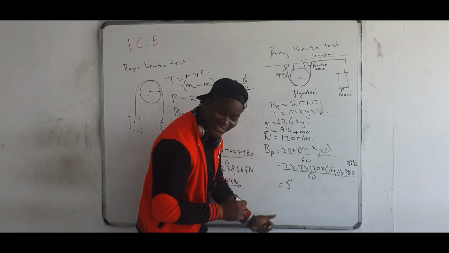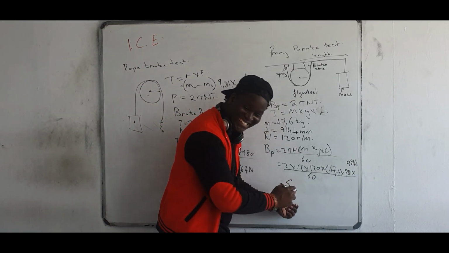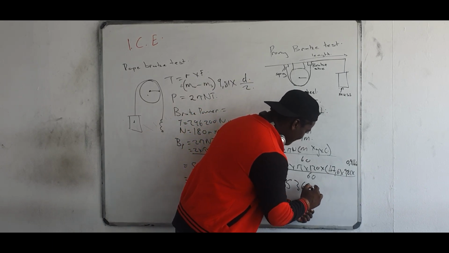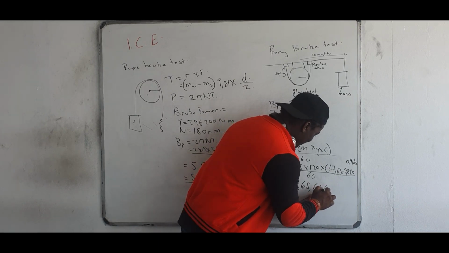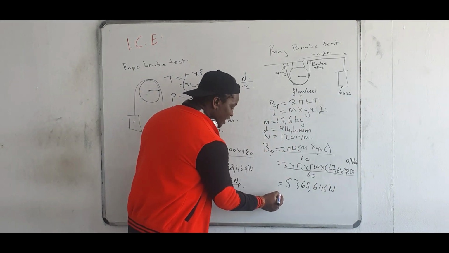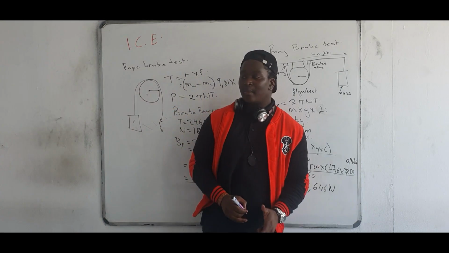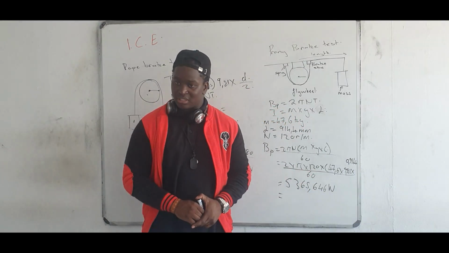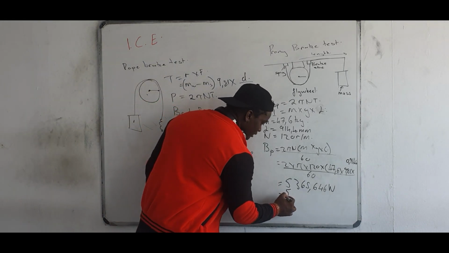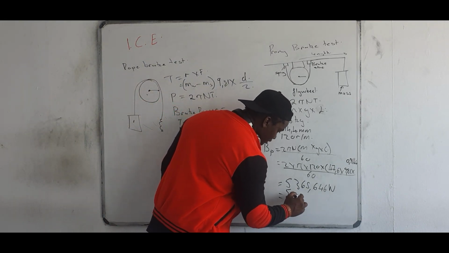5,365. 5,000? 365, comma 365, comma 646. This would be in watts, right? And then if you want to convert it to kilowatts, here is the trick. Most of your answers you'll have to use in kilowatts. I don't know why they decided that, but it's the best way to handle these numbers.